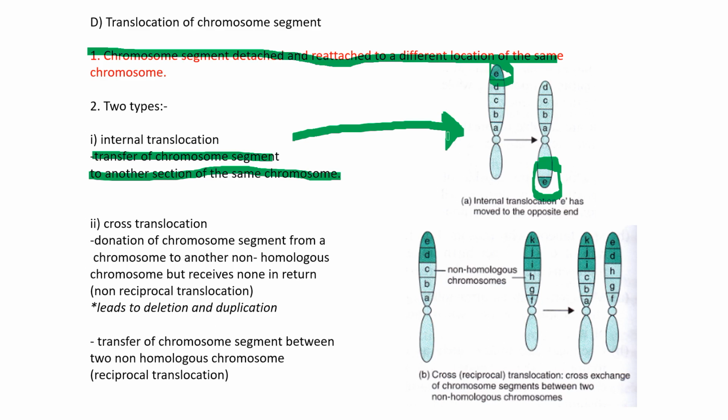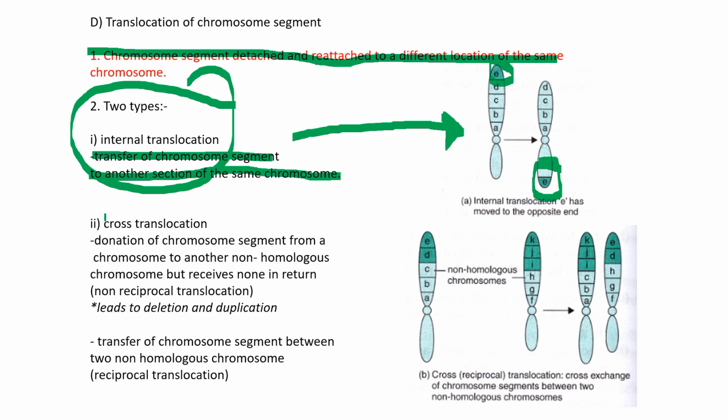All right, now the second type of translocation of chromosome segment is the cross translocation. In cross translocation, there are two different categories: non-reciprocal translocation and reciprocal translocation. Cross translocation, cross, silang. So from here, a segment of the chromosome must be transferred to another chromosome. That's the difference between internal translocation and cross translocation. Internal only involves the same chromosome. In cross translocation, a segment is being transferred to another chromosome.